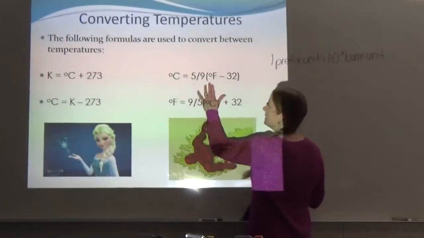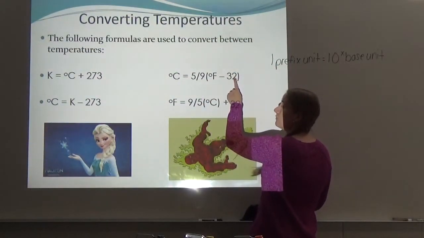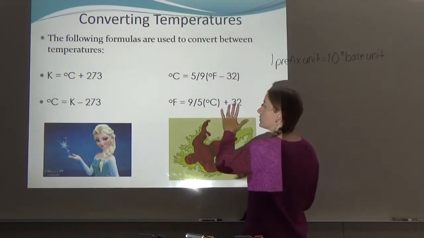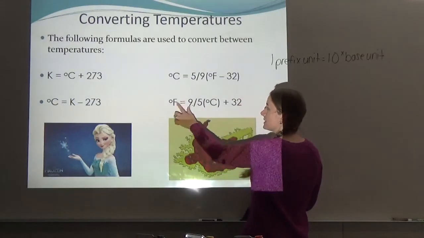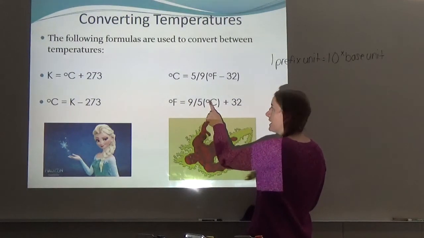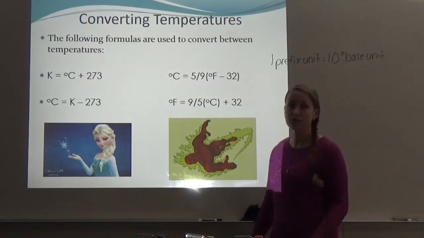So when you're using this formula to get to Celsius, you're going to do your Fahrenheit minus 32 first, then times your 5/9. But when you're using this formula to go from Celsius to Fahrenheit, you're going to multiply your temperature by your 9/5 first, then you're going to add 32. So just make sure you're careful of your orders of operations.